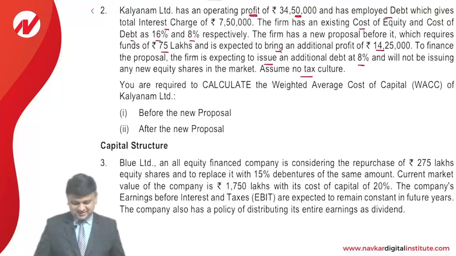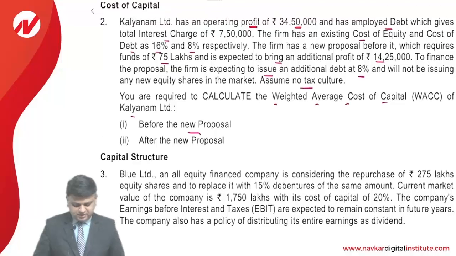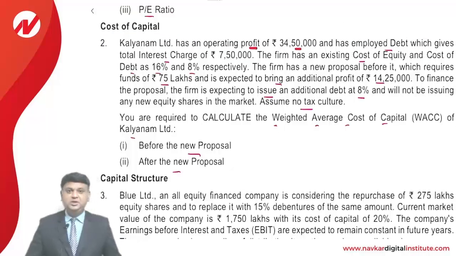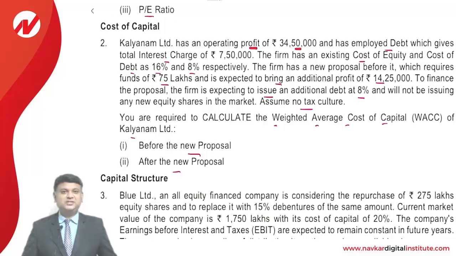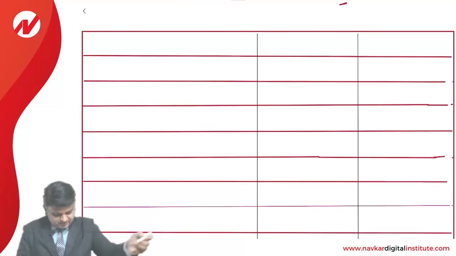Assuming no tax, you are required to compute WACC, weighted average cost of capital, of K Limited, before the new proposal and after the new proposal. So weighted average cost of capital is required to be calculated. So let us see before and after.